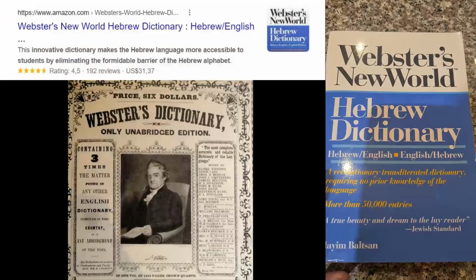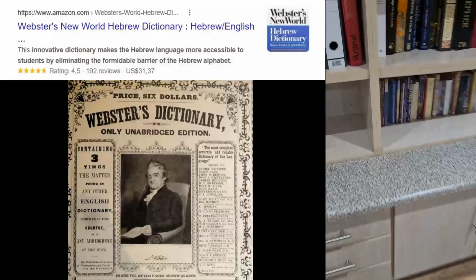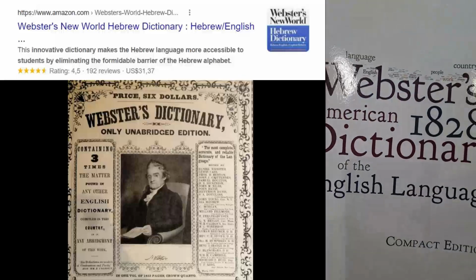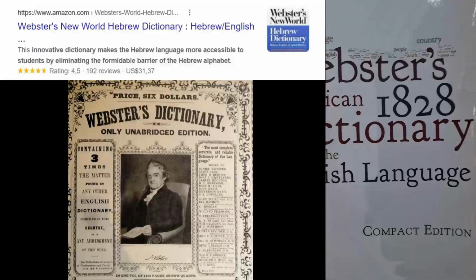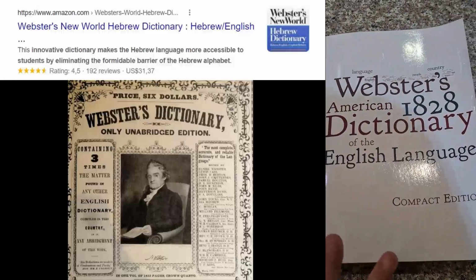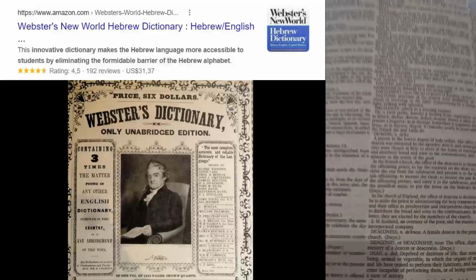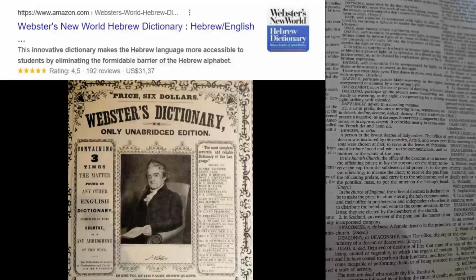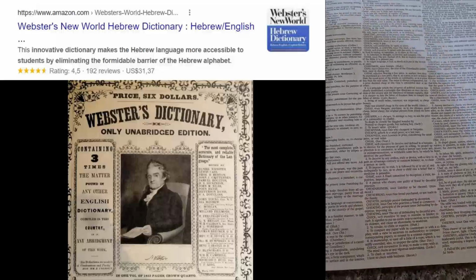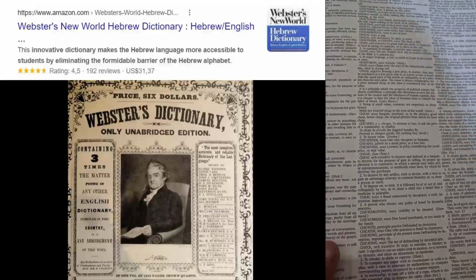Webster is a great idea. Webster is actually, I do have another Webster. Where's my big Webster? Here's the original Webster American 1828 dictionary. Now, what's the difference between a Webster's dictionary and a normal dictionary? The thing is with Webster, because it's the 1828, this is the original dictionary there was. So a lot of times definitions of words have changed over time.